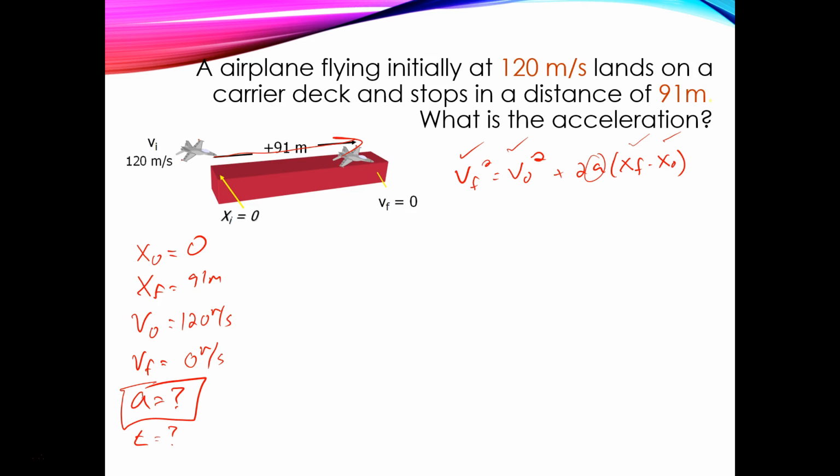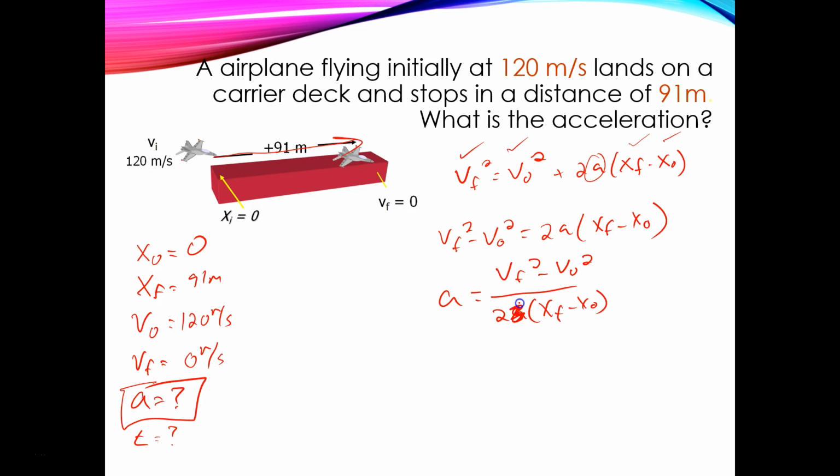Rearranging this equation, Vf squared minus our initial velocity squared is equal to 2 times our acceleration times our change in position. Solving for acceleration, it's equal to our final velocity squared minus our initial velocity squared, all divided by 2 times our change in position. Plugging in our numbers, we get 0 squared minus 120 meters per second squared, all divided by 2 times 91 meters minus 0 meters.